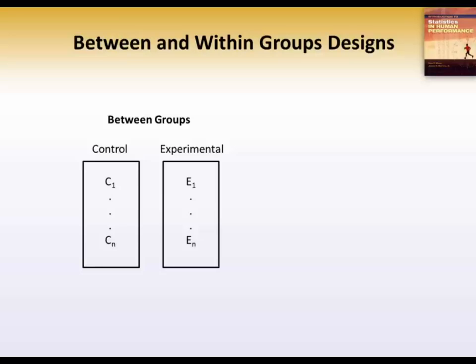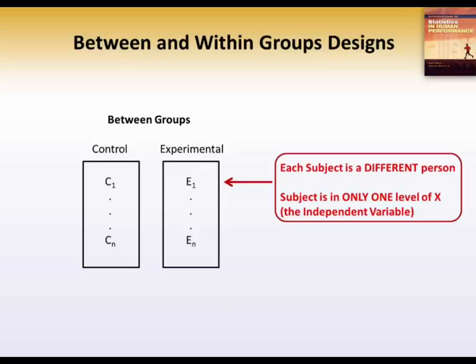The figure here illustrates a between groups design. We have a control group and we have an experimental group. The between groups design is such that each subject is a different person and each subject appears in only one level of X, the independent variable. So, for example, in this between groups design, you're a subject in either the control group or the experimental group.